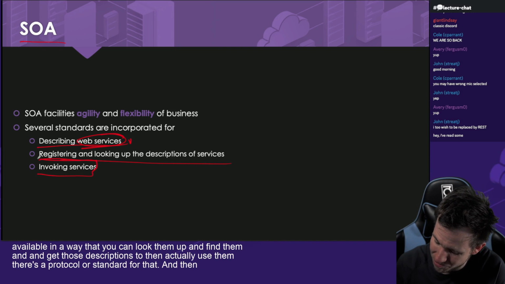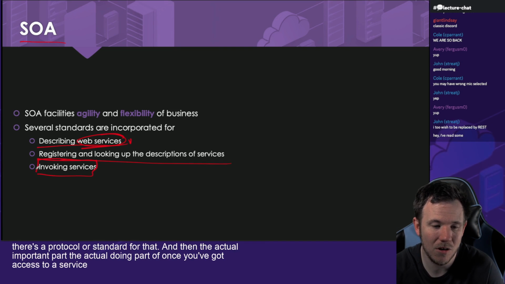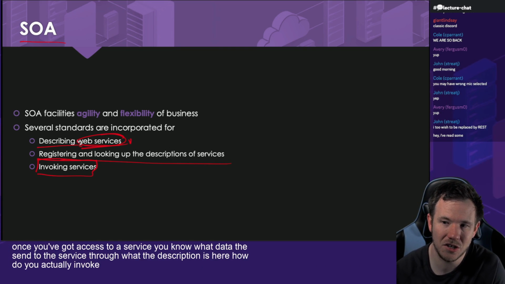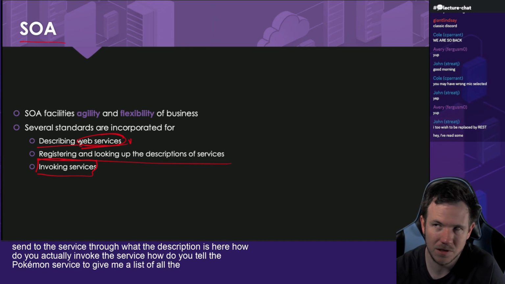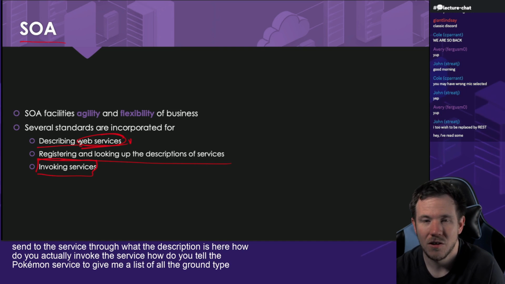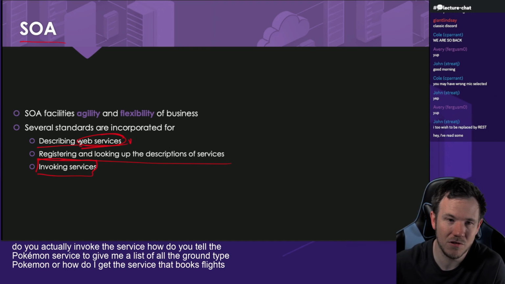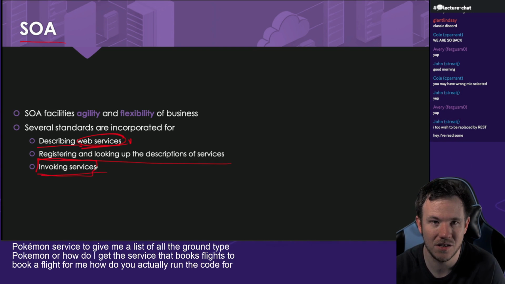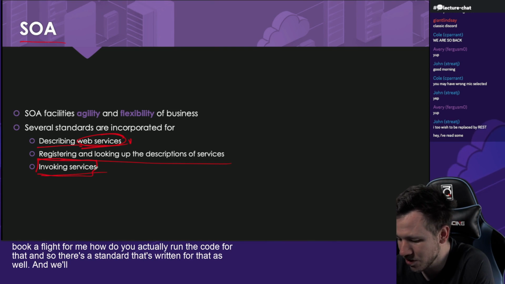And then the actual important part, the actual doing part: once you've got access to a service, you know what data to send to the service through the description. How do you actually invoke the service? So how do you tell the Pokemon service to give me a list of all the ground type Pokemon? Or how do I get the service that books flights to book a flight for me? How do you actually run the code for that? There's a standard that's written for that as well, and we'll talk about how all those work.